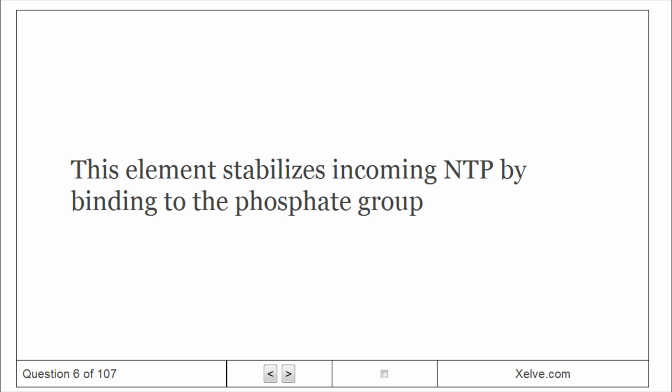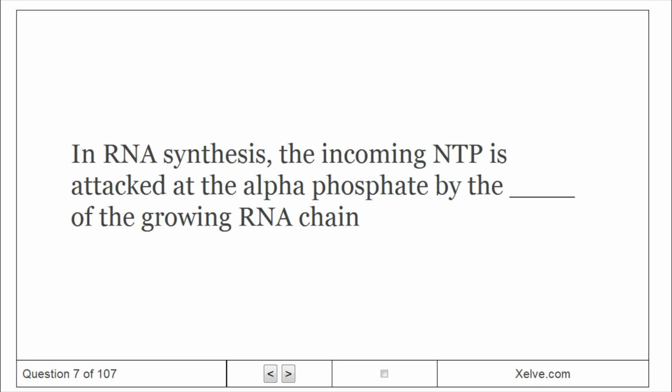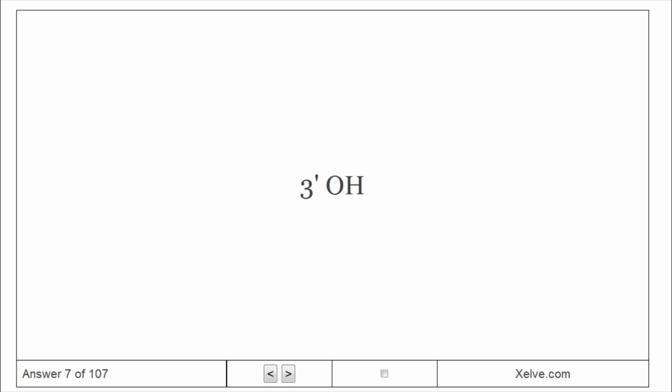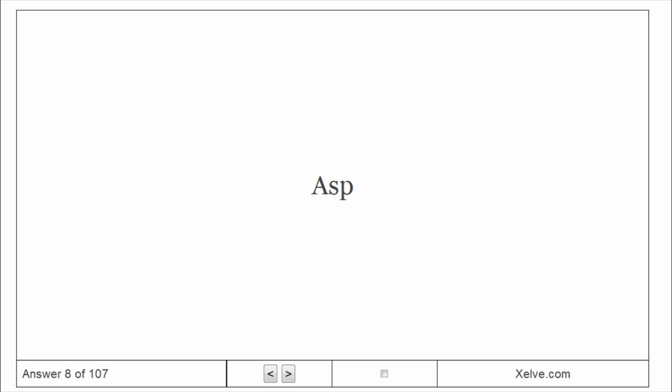This element stabilizes incoming NTP by binding to the phosphate group. Magnesium. In RNA synthesis, the incoming NTP is attacked at the alpha phosphate by the blank of the growing RNA chain. RNA polymerase contains a negatively charged Asp.